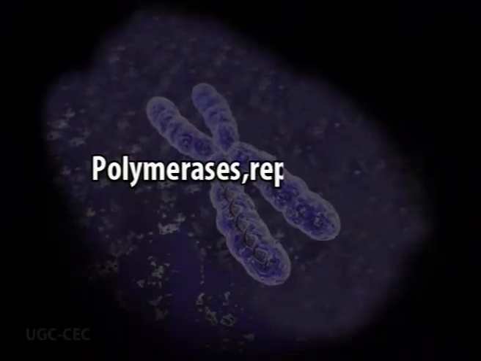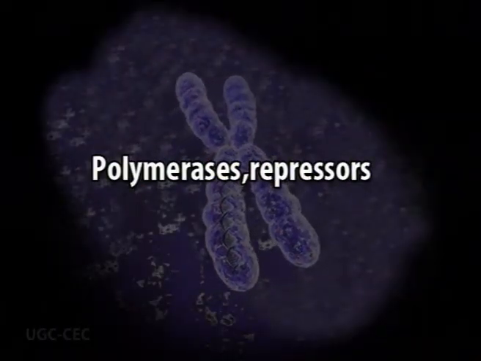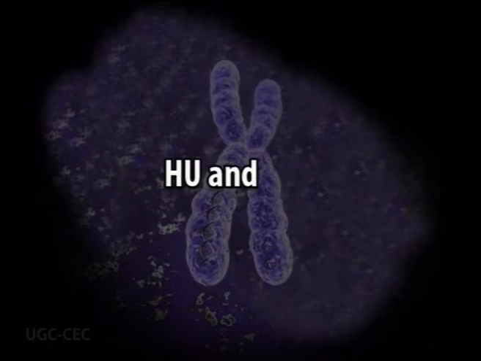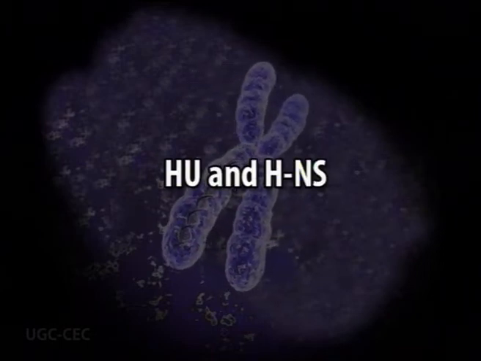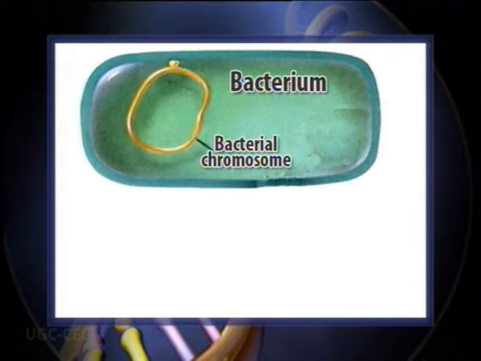The nucleoid has a very high DNA concentration as well as containing all the proteins associated with DNA such as polymerases, repressors and others such as HU and HNS. In addition to the nucleoid, a bacterial cell may show the presence of extra chromosomal DNA molecules called plasmids.